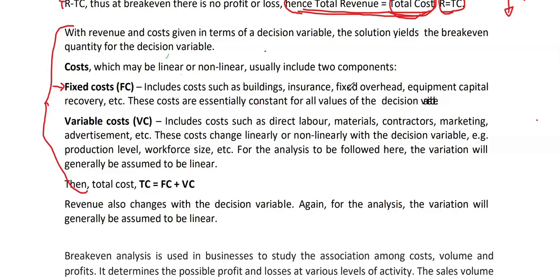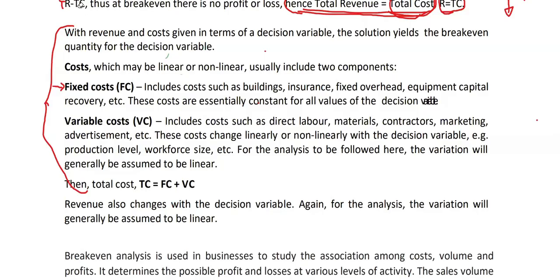So it's a fixed cost. Right? Fixed overheads, equipment, capital recovery, etc. These costs are essentially constant for all values of the decision variable. So regardless of the level of output or level of production, the fixed cost remains the same. That's what that means, guys. Regardless of the level of production, the fixed cost remains the same.